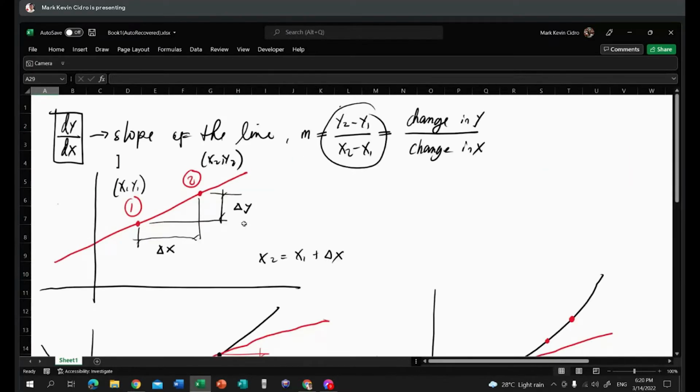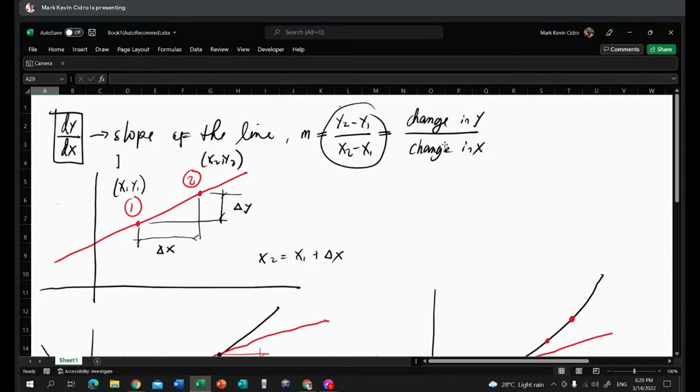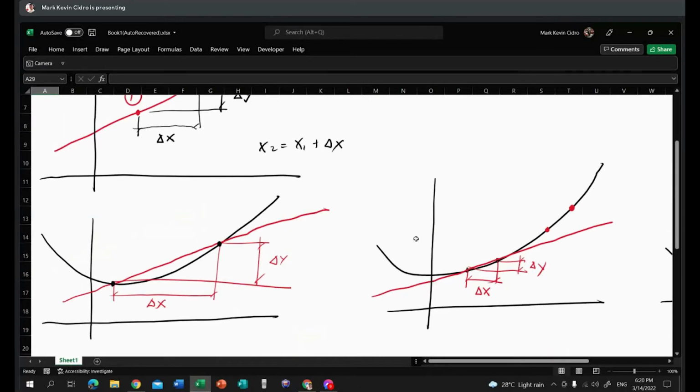So again, to solve for the slope, that is just the change in y divided by the change in x, provided that the change in x is almost equal to zero, approaching zero. And in fact, in your calculator techniques, you can solve for the first derivative just by using this principle.